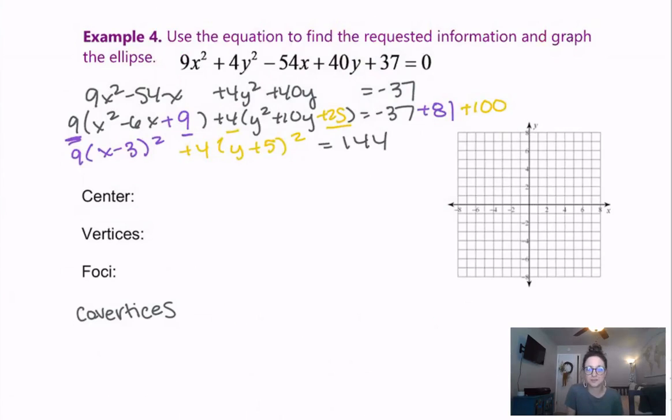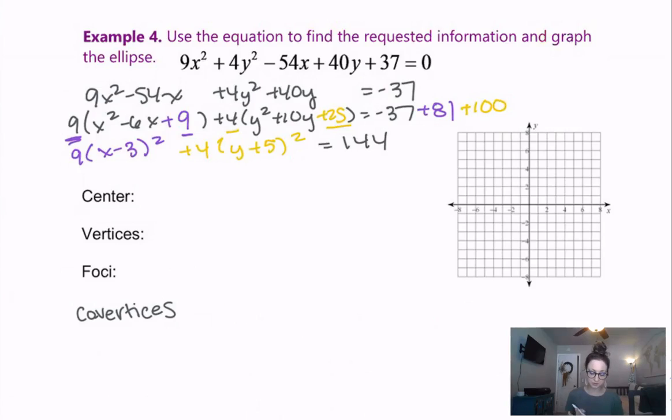Take a look at that standard form of the ellipse. What do we have on the right side always? We always have a 1, right? And right now we have a 144. So what do you think? How can we get rid of that 144? Let's divide both sides by 144, right?